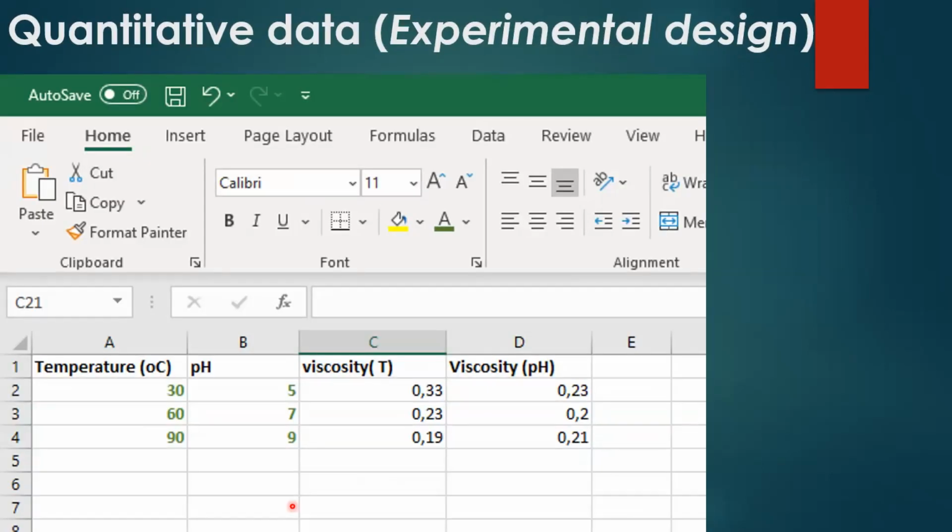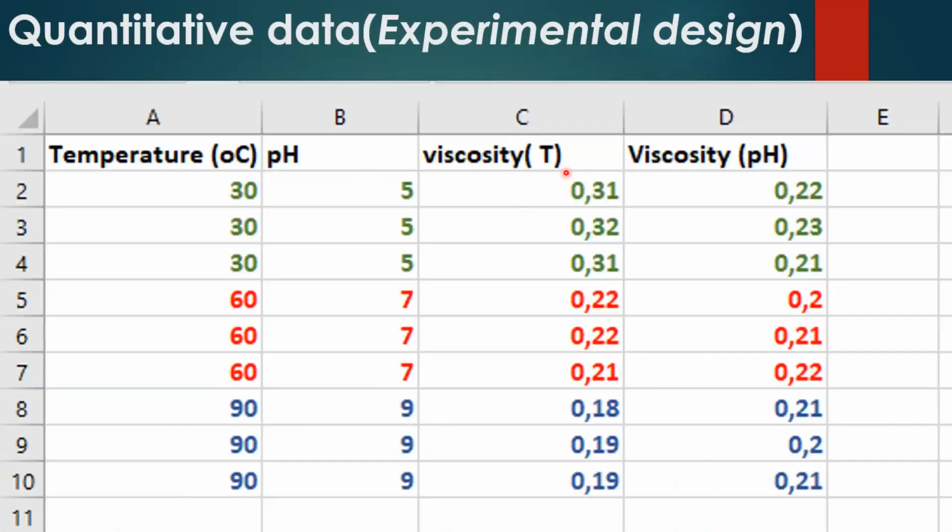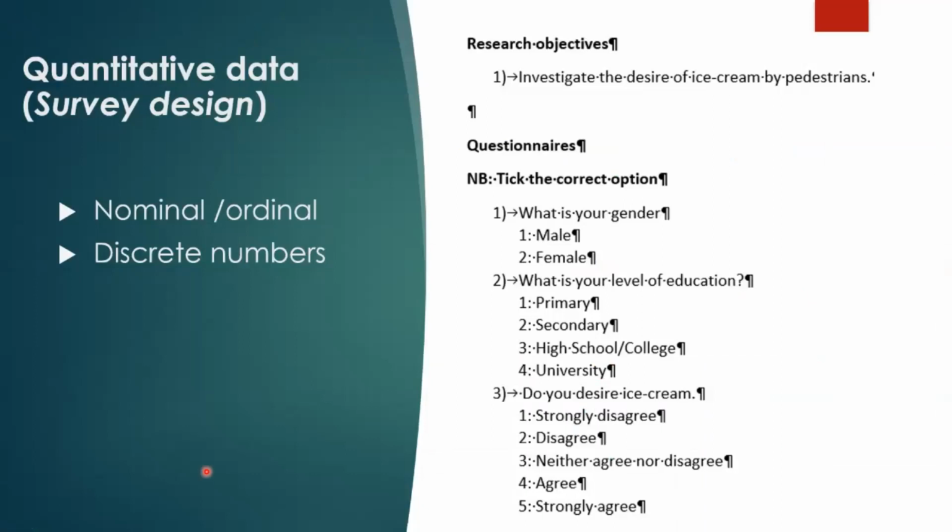And this is how you capture the data on Excel. I told you that when you have A, B, C, D on any of these types of spreadsheets, then you know that the variable must be under those letters. Even with SPSS it is the same thing. So this is experimental design, how you capture your data. Now let's look at the survey design. For a survey design, the instrument will be a questionnaire.